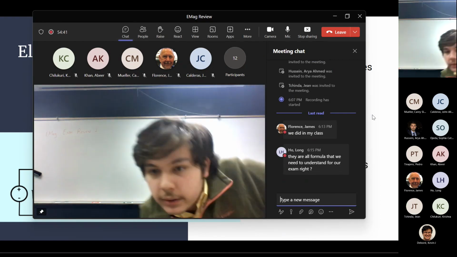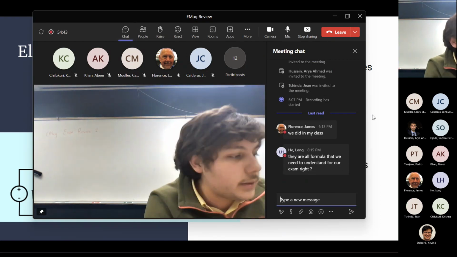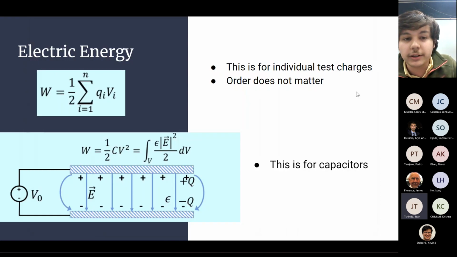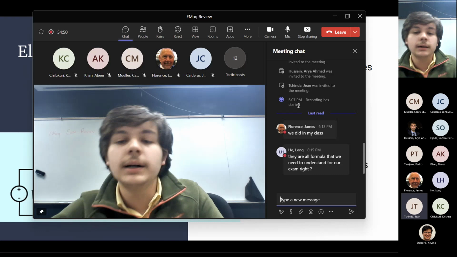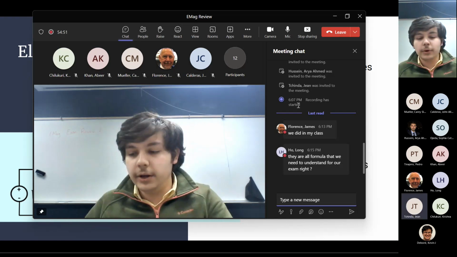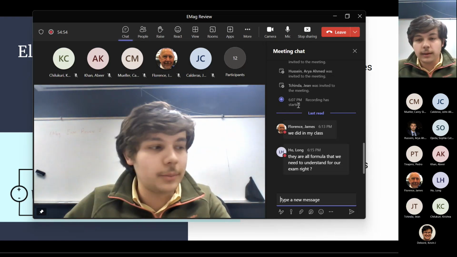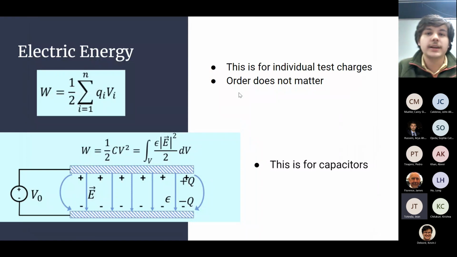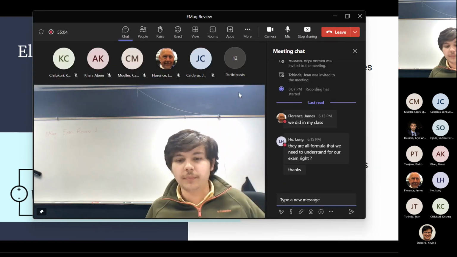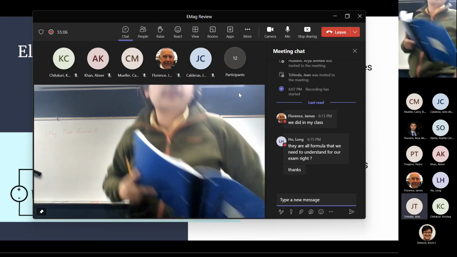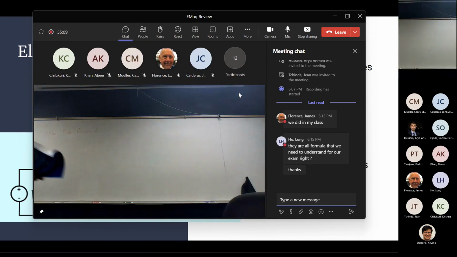They are all formulas that we need to understand for the exam. Yes, these are all going to be formulas that I'm assuming they could ask you on your exam. I don't make the exam, I don't know what's going to be on it, but they're all important to know, because they can test you over them. All right, so let's start with a couple problems.